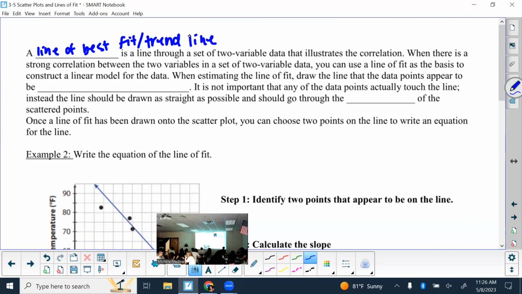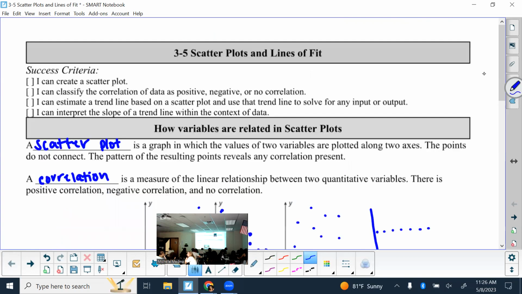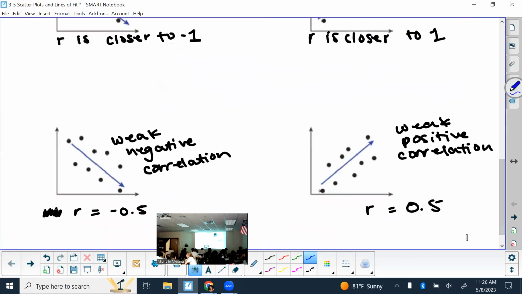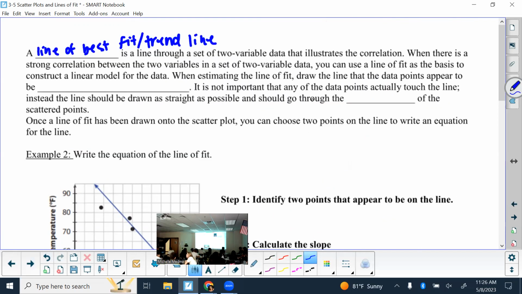All right, a line of best fit or a trend line, table 2, stop counting, is a line through a set of 2 variable data that illustrates the correlation. So those scatter plots you had on the first page toward the bottom all had the line of best fit drawn through them for you already. Usually you have to draw it yourself. So when there's a strong correlation between the 2 variables, you can use the line of fit as a basis to construct a linear model. So you can use it to make other predictions, essentially.